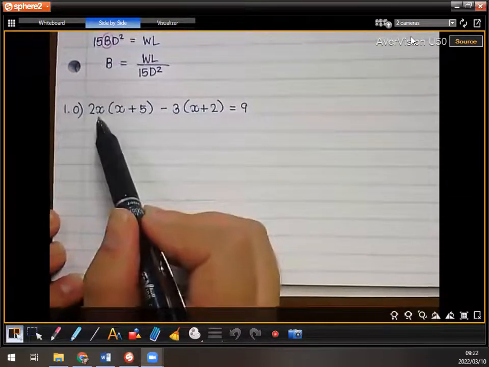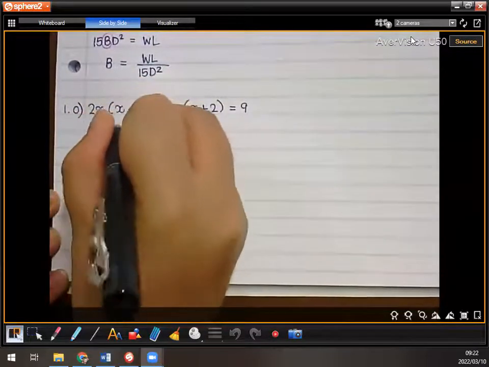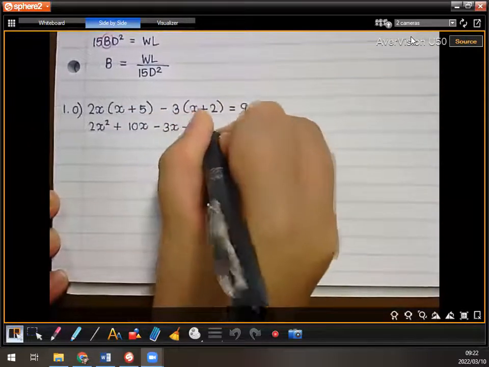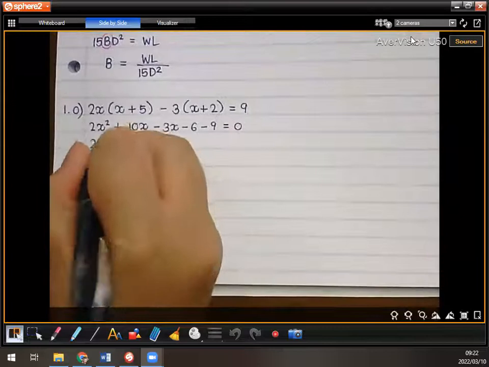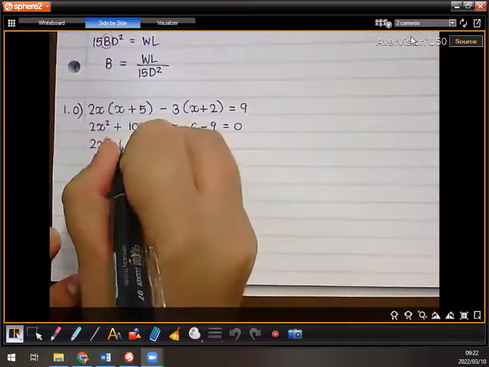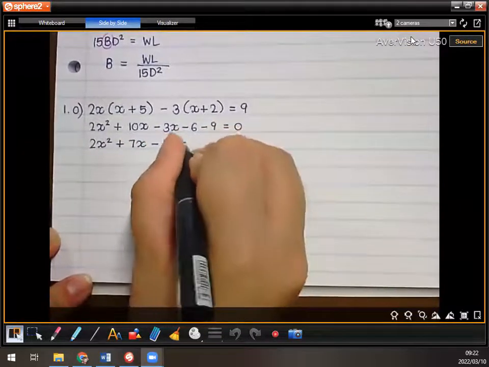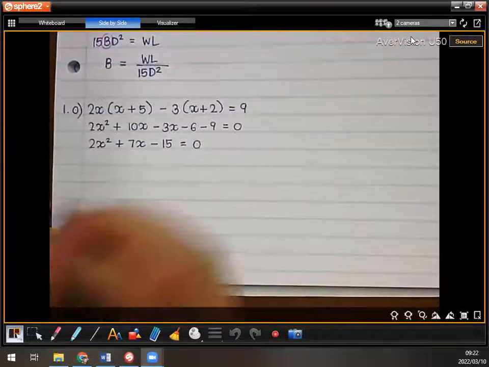right? For a quadratic equation, we have to get everything on the one side equal to 0. Okay, so 2x squared plus 10x minus 3x minus 6 minus 9 is equal to 0. Okay, so I'm multiplying out those brackets, and I'm bringing the 9 over at the same time. So 2x squared, this is plus 7x, and then minus 15 equal to 0. That's a trinomial, right? We need to now factorize that. Okay, what brackets did you guys get from that?